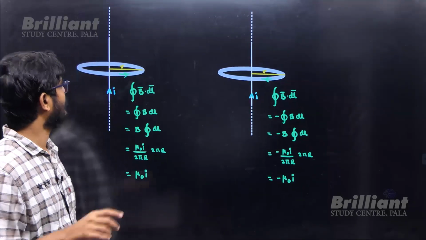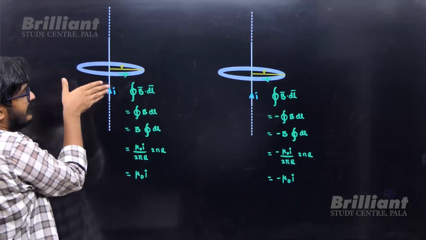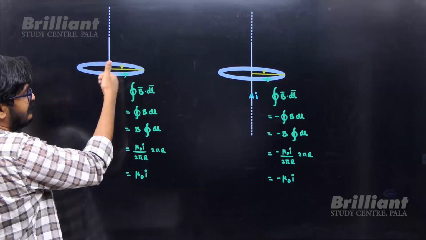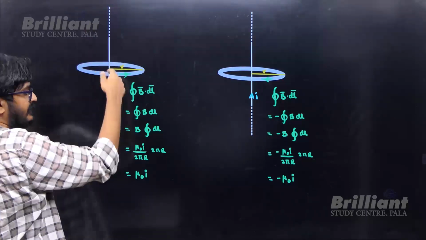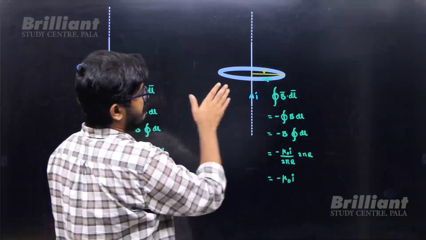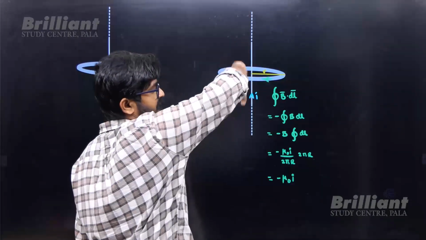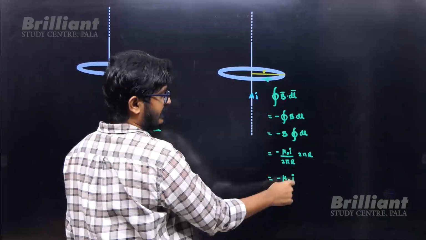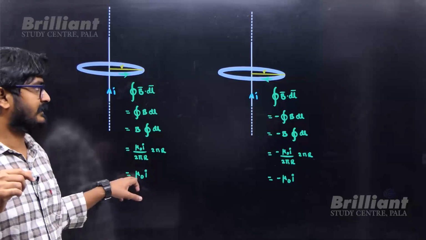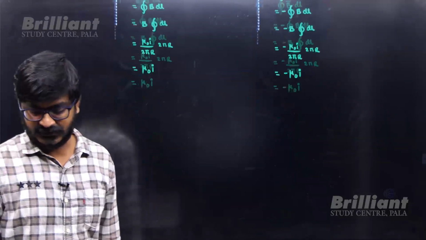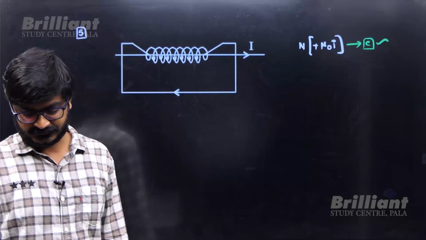So when the current is flowing in this direction, and you take integral B dot dl, and you curl along the loop, if your thumb is pointing in this direction, then you will be getting mu naught I. If you curl along this loop, but your thumb is pointing in the opposite direction of current, then you will be getting minus mu naught I, right? So now it will come under this condition. For one loop it is mu naught I, for n loops it is n times mu naught I.